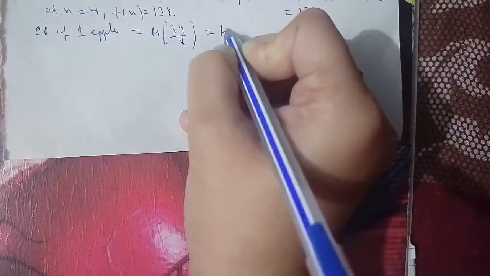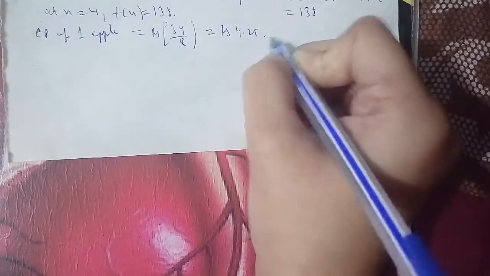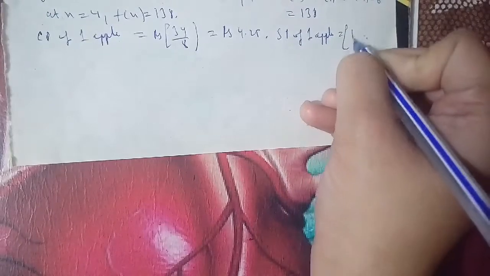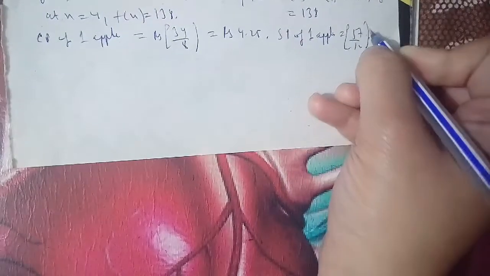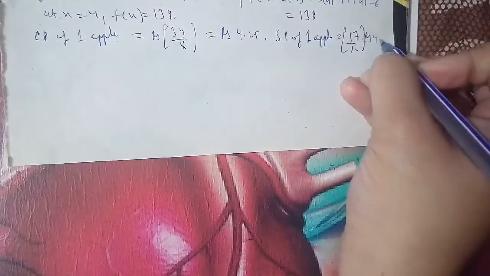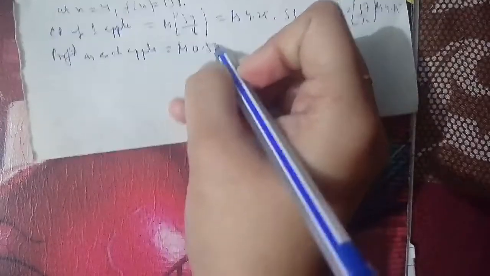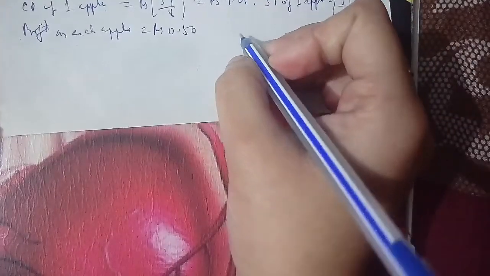CP of 1 apple equals to rupees 34 upon 8 equals to rupees 4.25, and SP of 1 apple equals to rupees 57 upon 12, which will give you rupees 4.75. So profit on each apple equals to rupees 0.50.